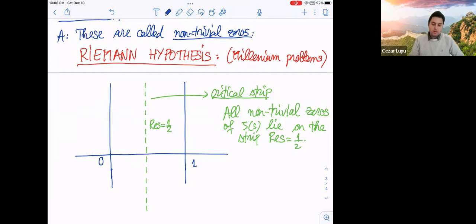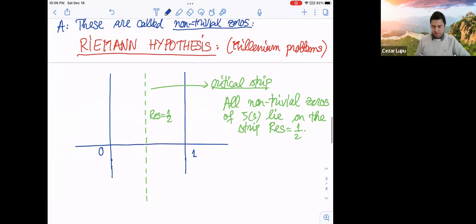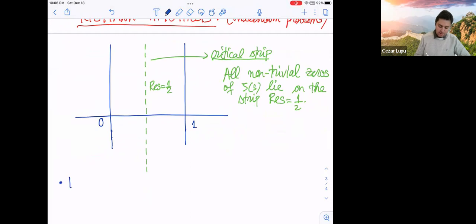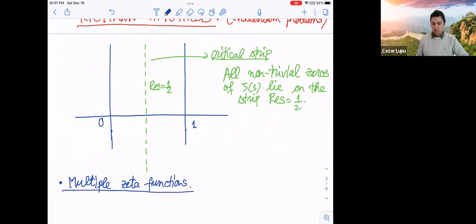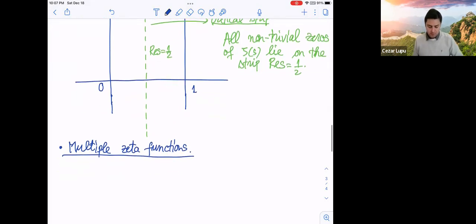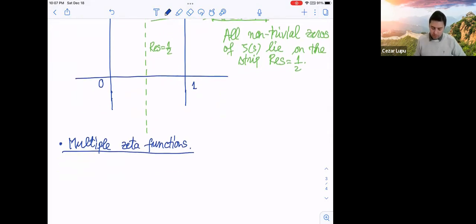But now, in contrast, we would like to see what we know about the multiple zeta functions. And you will see that the situation is not as good as you might think. In fact, it's way worse than you can imagine. As you have seen, we don't know a lot about the Riemann zeta function, but at least we know something. And for multiple zeta functions, it's even worse, unfortunately. And you will see immediately what I mean by that.